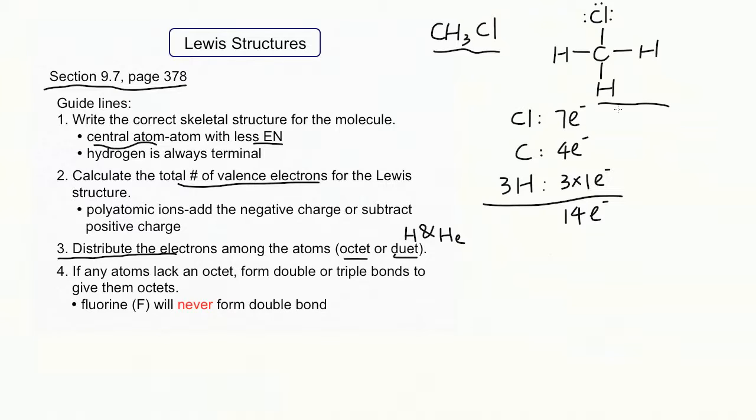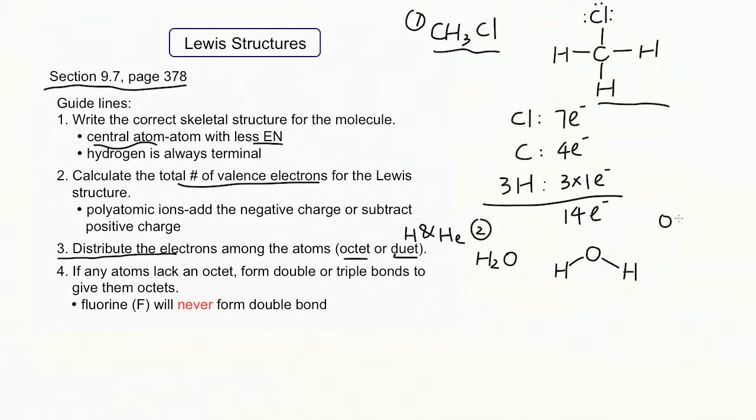CH3Cl. Let's see one more example. Water, H2O. The first procedure, identify the central atom. Let me label the number of the examples. The second example, water. Because hydrogen is always a surrounding atom, you only have one option, and that is oxygen as the central atom. And again, you draw the skeletal structure, and then you count the valence electrons.